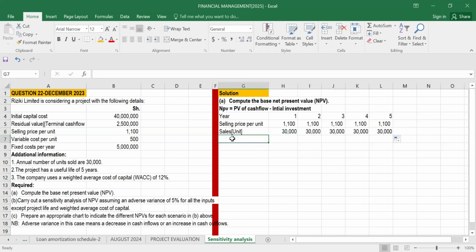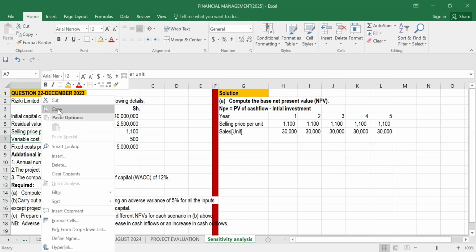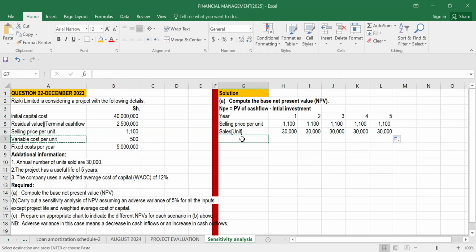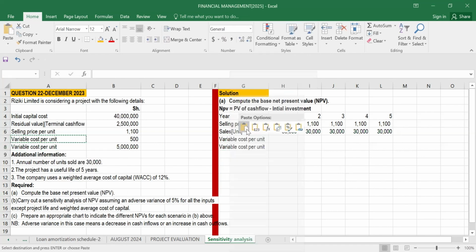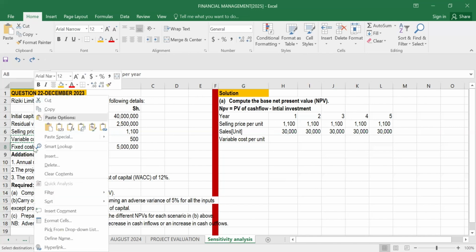Then from there, we also need to have the other variables. Basically, we can also have the variable cost per unit. We can also have the fixed costs. Let me undo here. Yes, so we need to have this particular fixed cost.